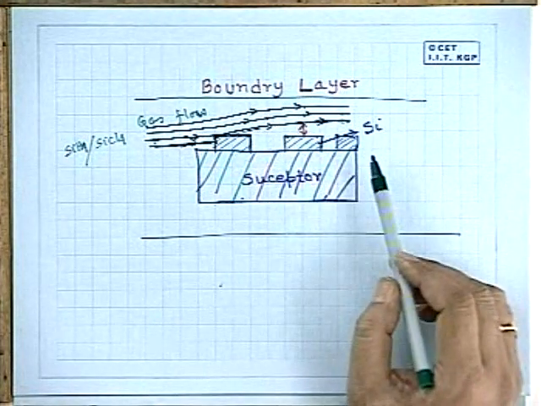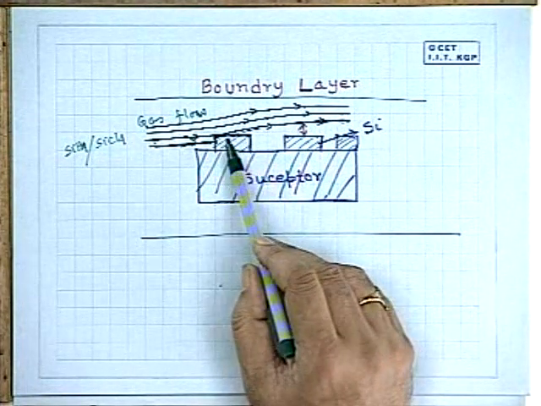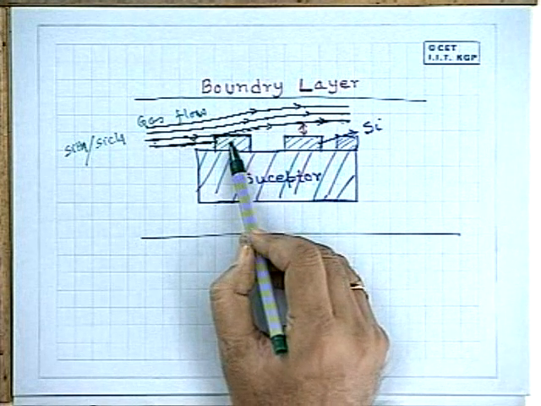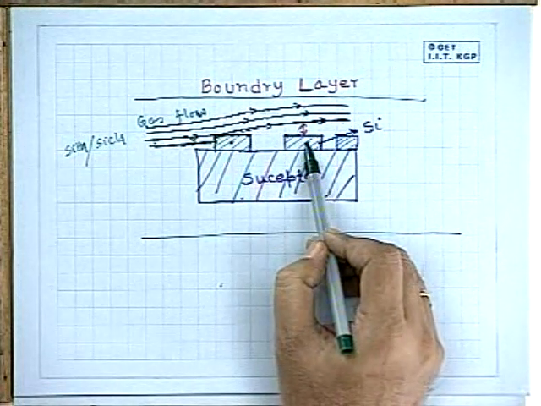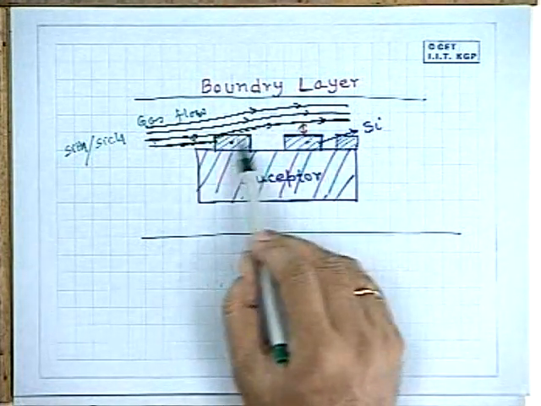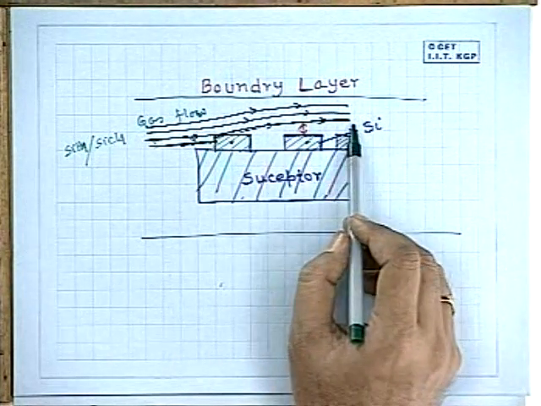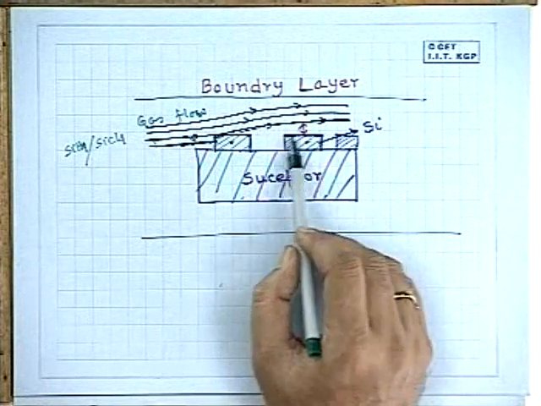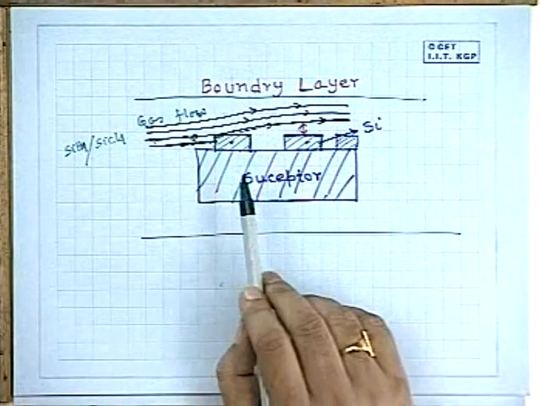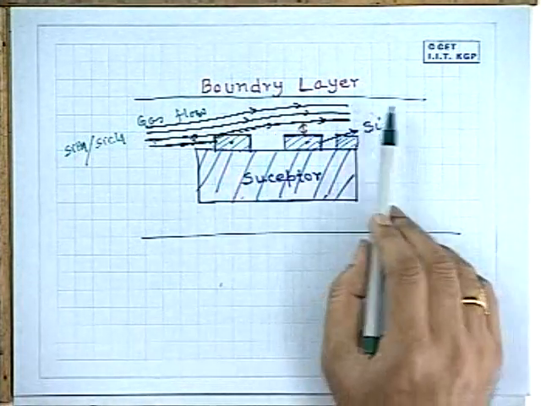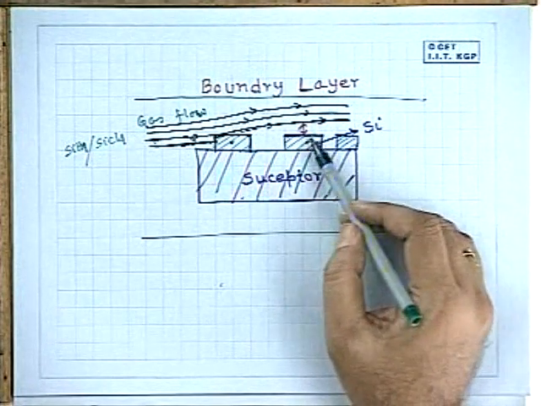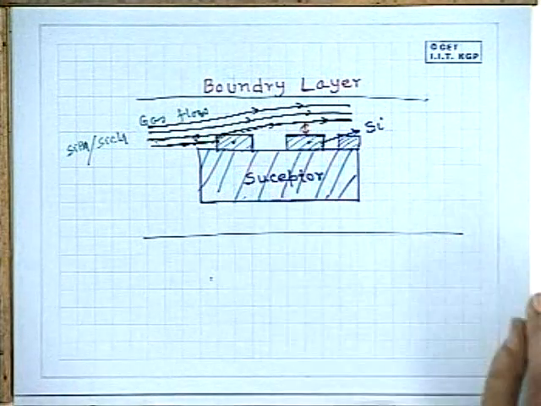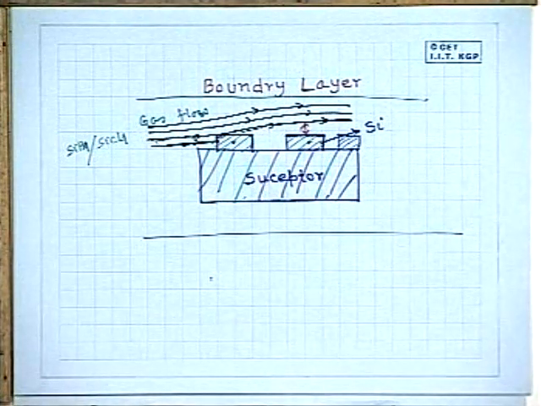As a result, the silicon growth rate of this particular substrate will be more compared to the silicon growth rate in this substrate, and this boundary layer thickness will increase if you go further away from the entry point. It is proportional to the square root of d. So this will hamper the epitaxial growth process by non-uniform growth. Growth will not be uniform.